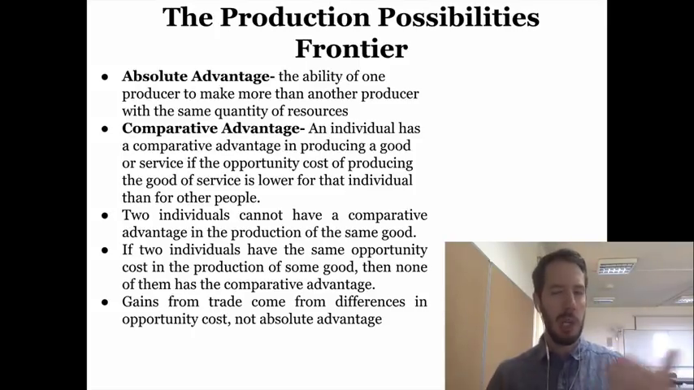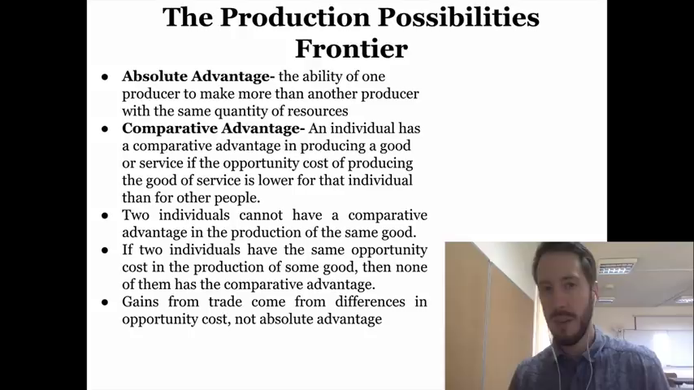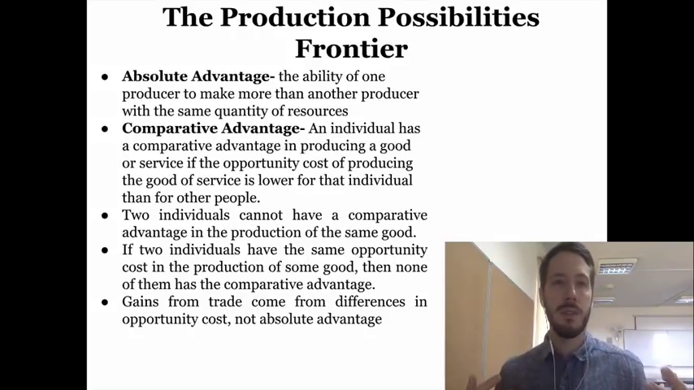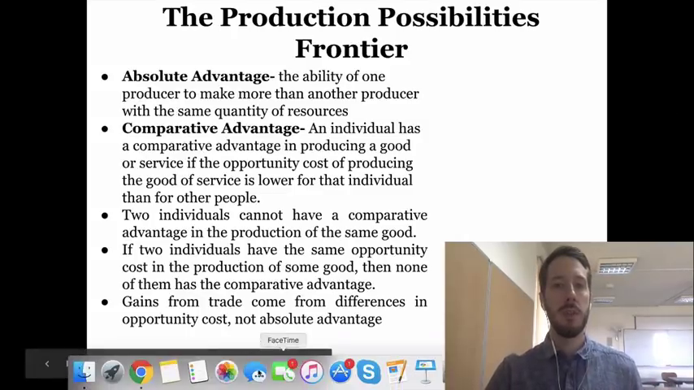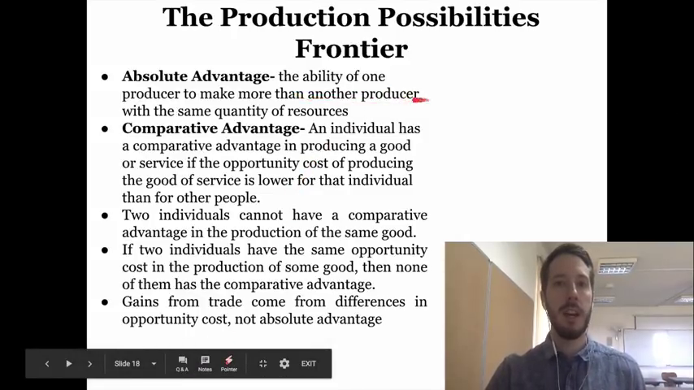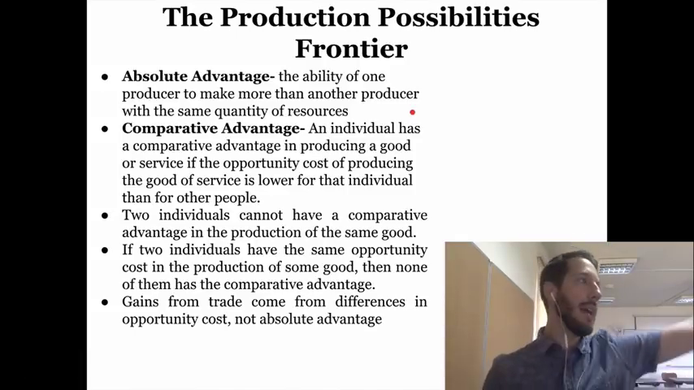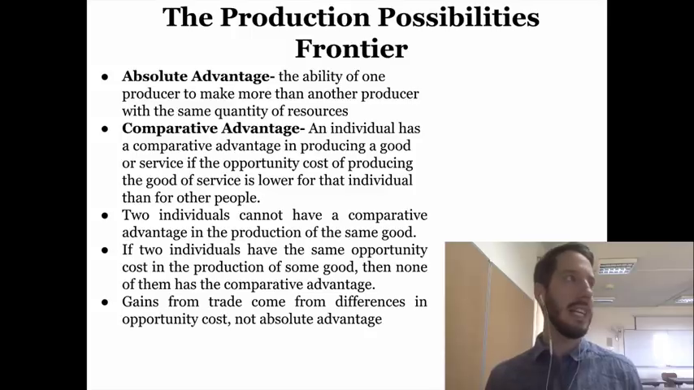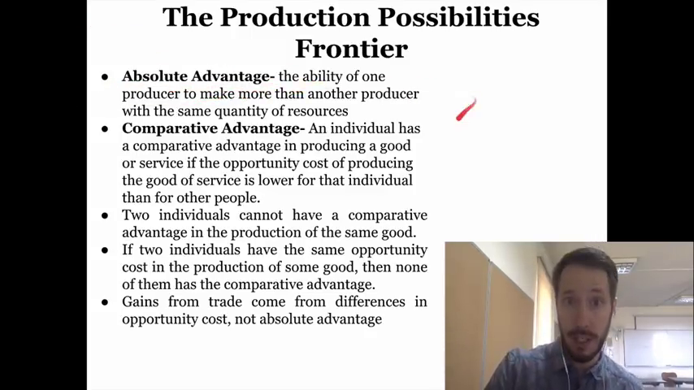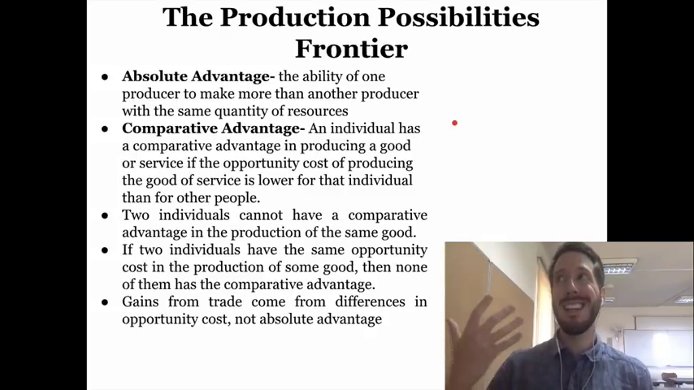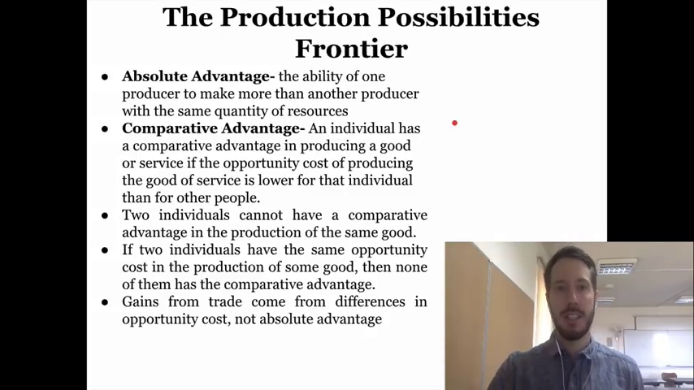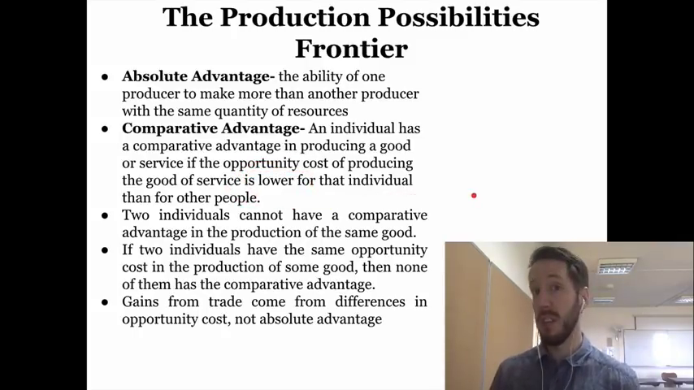And we're going to look at a PPF chart in just a second with this, but if you want to determine something called absolute advantage, which is the ability of one producer to make more than the other producer with the same quantity of resources. That's really easy, okay? Who can make more? That's just looking at the numbers. What number is larger? That's absolute advantage. Comparative advantage is when the opportunity cost is lower than the person or the country you're trading with.